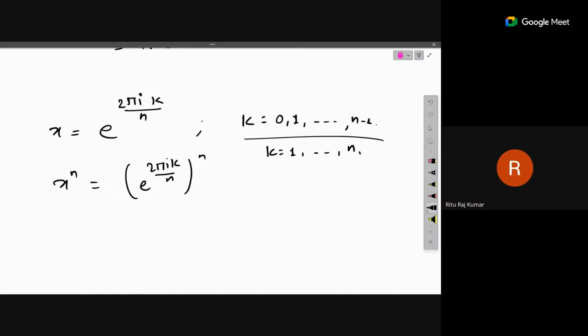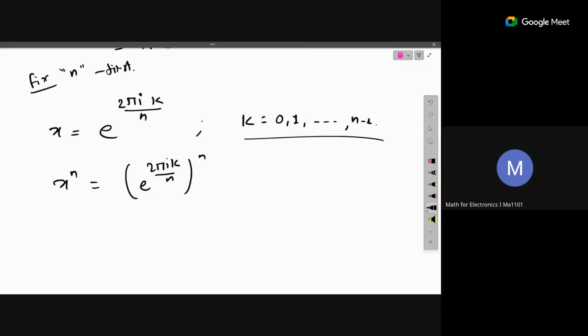No, ma'am. His doubt is that he is thinking that k and n are both variables, but he didn't get that n is fixed. Only k is the variable. Here n is a fixed number. So we'll fix n first.